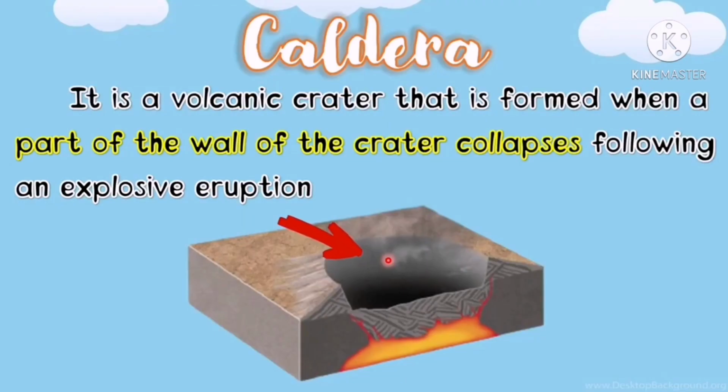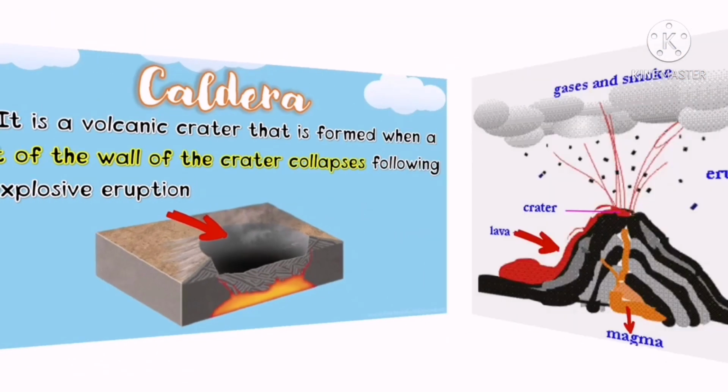A caldera is a volcanic crater that is formed when a part of the wall of the crater collapses following an explosive eruption. A caldera collapse is usually triggered by emptying of the magma chamber beneath the volcano as a result of a large volcanic eruption.